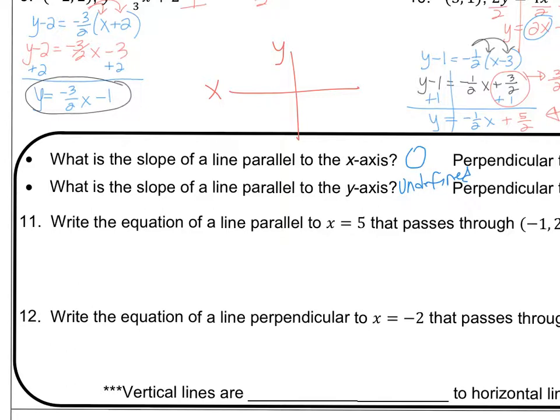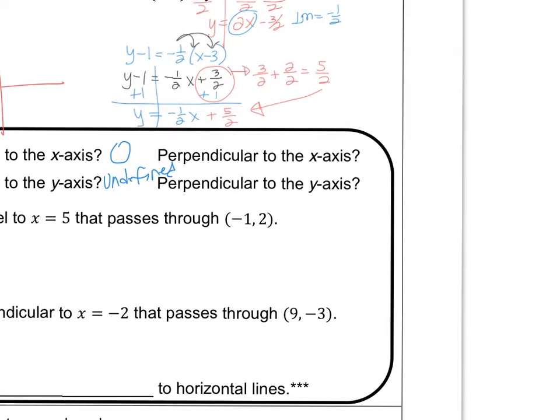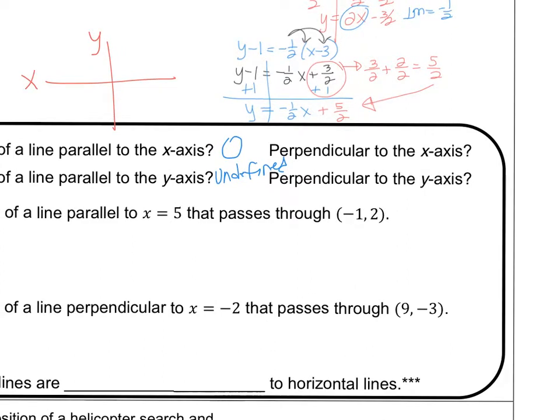let's talk about perpendicular. Well, if you think about it, our axes are perpendicular. The y-axis is perpendicular to the x and vice versa. So when I ask what is perpendicular to the x-axis, well, the y-axis is perpendicular to the x-axis, and we already know that the slope of the y-axis is undefined. And in like manner, perpendicular to the y-axis is our x-axis, and we know that our x-axis is a 0 slope.